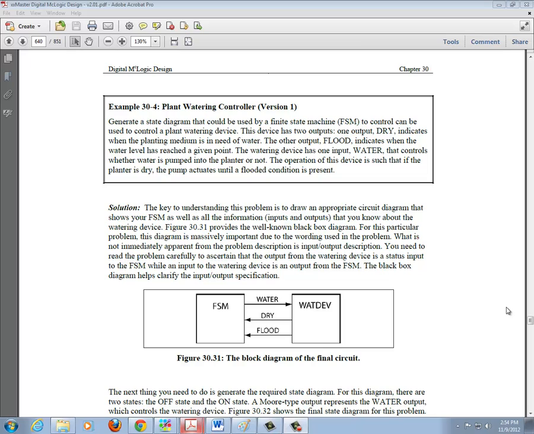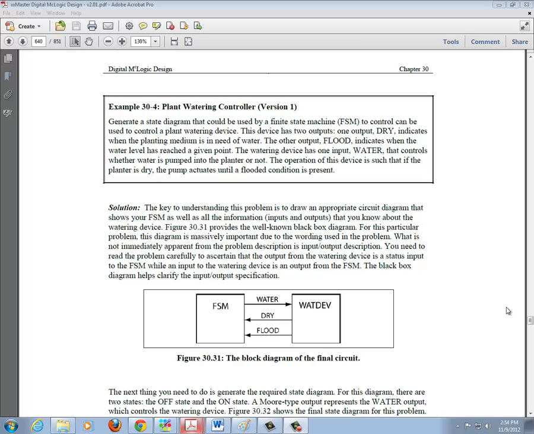plant watering device. This device has two outputs. One output, dry, indicates when the plant medium is in need of water. The other output, flood, indicates when the water level has reached a given point. The watering device has one input, water, that controls whether water is pumped into the planter or not, and the operation of this device is such that if the planter is dry, the pump actuates until a flooded condition is present.